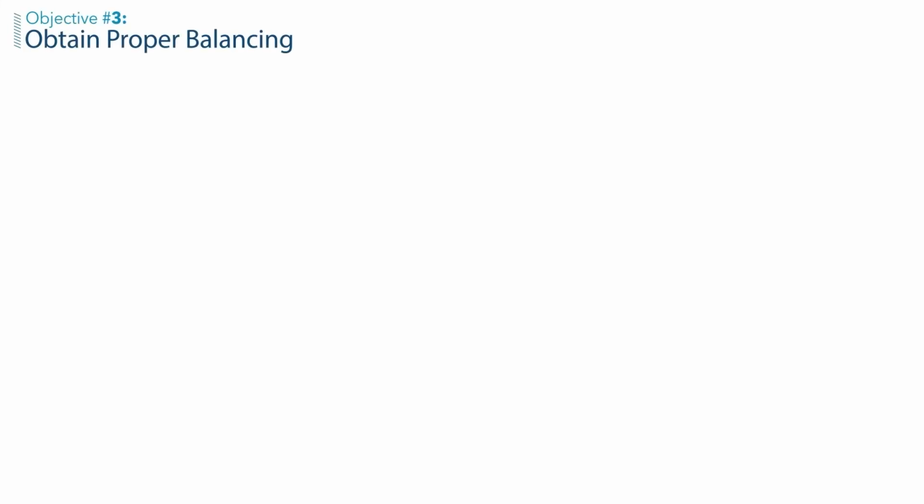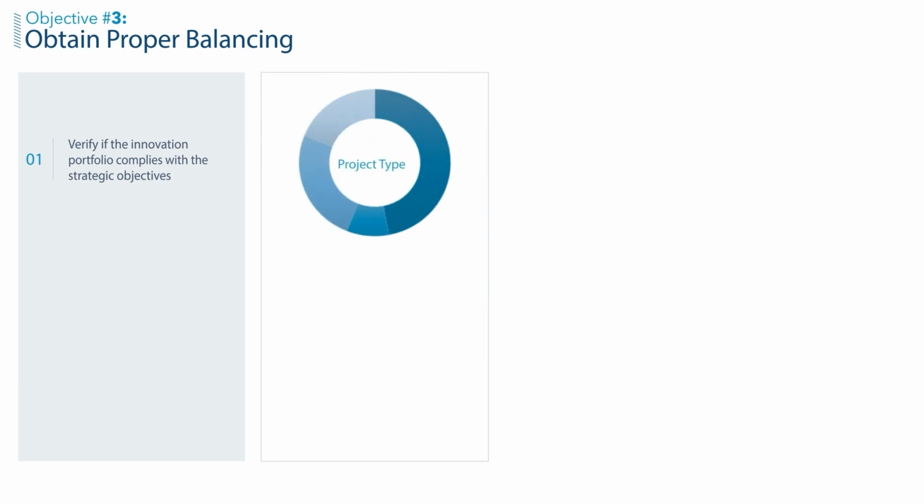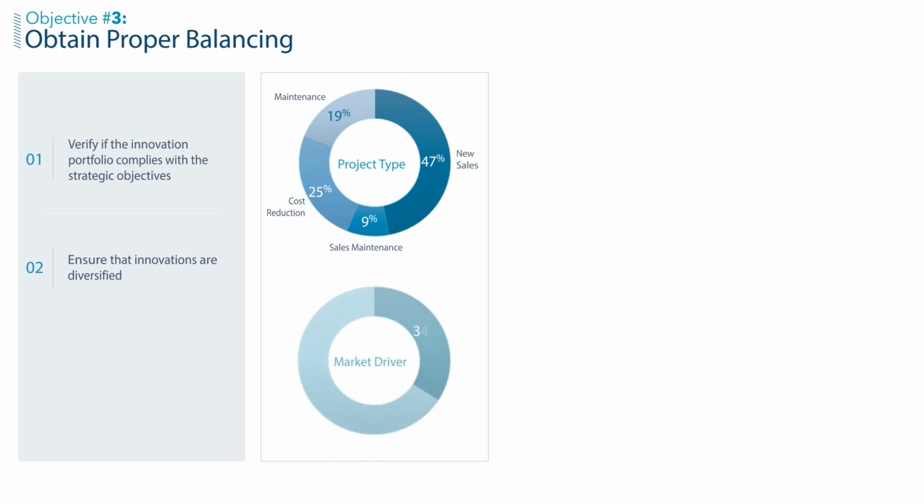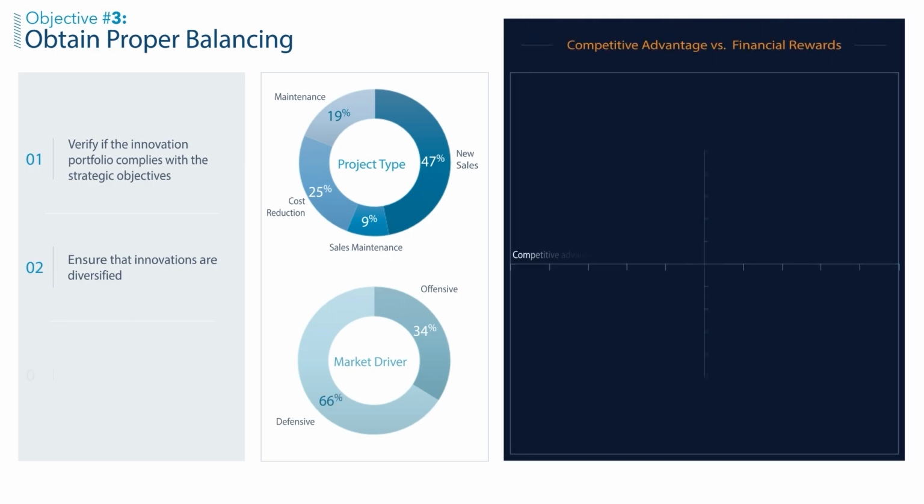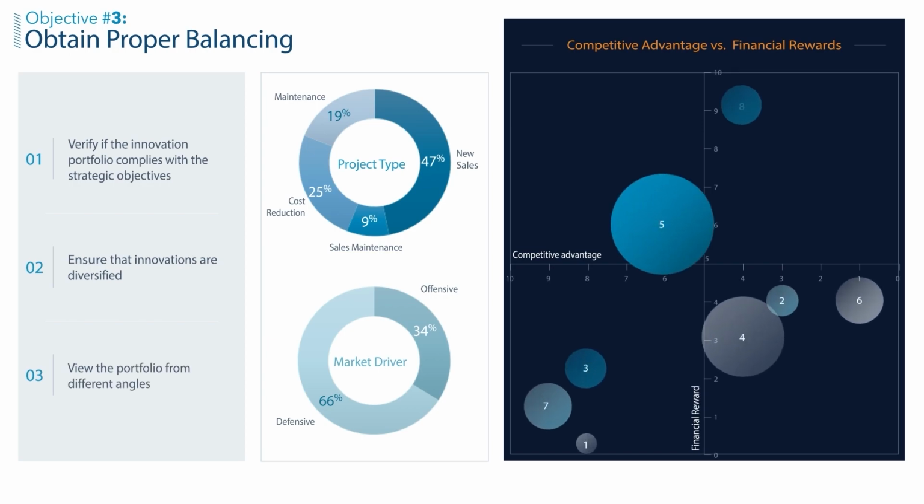The third objective of the portfolio review is to obtain proper balancing by verifying that the innovation portfolio complies with the strategic objectives by performing a bottom-up approach. This is done by verifying that the potential business outcomes of the selected projects allow reaching the strategic objectives. Then the portfolio is assessed to ensure the innovation projects are diversified by having a balance between short and long-term projects as well as between different innovation types. To do so, the portfolio is viewed from different angles. More will be presented in subsequent modules.